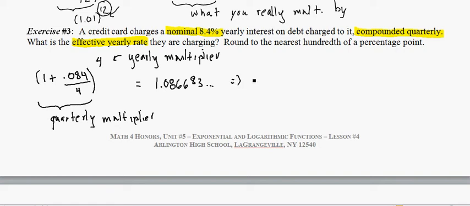Anyway, what that's going to tell us is that we're actually getting 8.67%, right? We went to the nearest hundredth of a percentage point. 8.67%, right? It's right about here. So, have you noticed something? So far, in the last example and this example, the effective rate has been greater than the nominal rate. And that is generally always going to be the case.